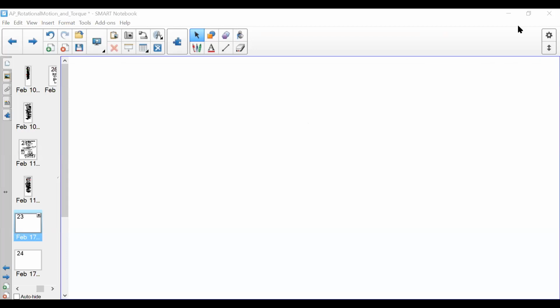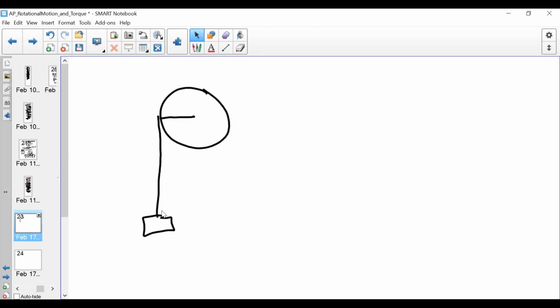So I just want to give a prelude to the example problems that we're going to do today. Let's say that we have a pulley, and it's a radius R here. And then I have a string attached to it, and tension on the string is going to be perpendicular to that radius. And this is my mass M.